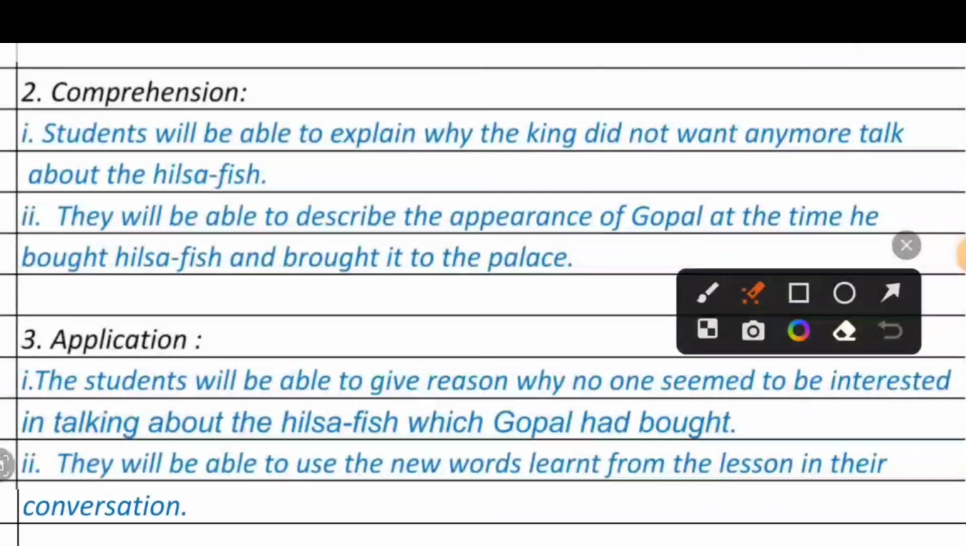Then for application level, we'll write the students will be able to give reason why no one seemed to be interested in talking about the Hilsa fish which Gopal had bought. And the second objective which we can write is they will be able to use the new words learned from the lesson in their conversation.